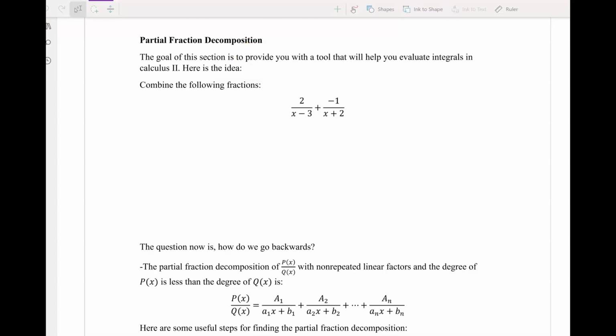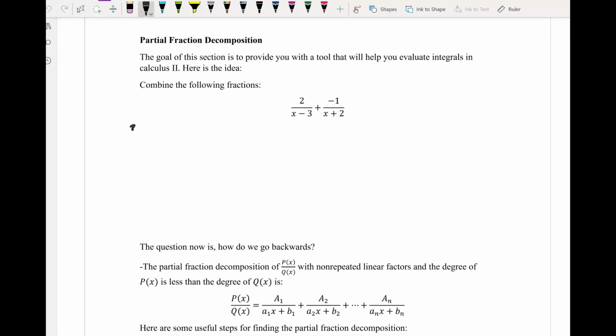And actually, you might have to review a little bit right afterwards because you might forget this process again. But let's quickly provide you with a problem that you might have seen before, and then we're going to break it apart and see what partial fraction decomposition is. So let's look at these two rational functions. We've got two rational fractions, 2 over x minus 3, and negative 1 over x plus 2. So let's go ahead and combine these.